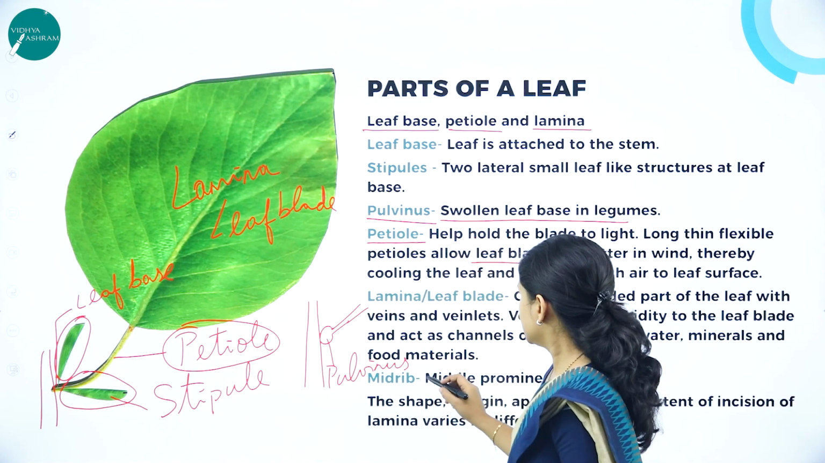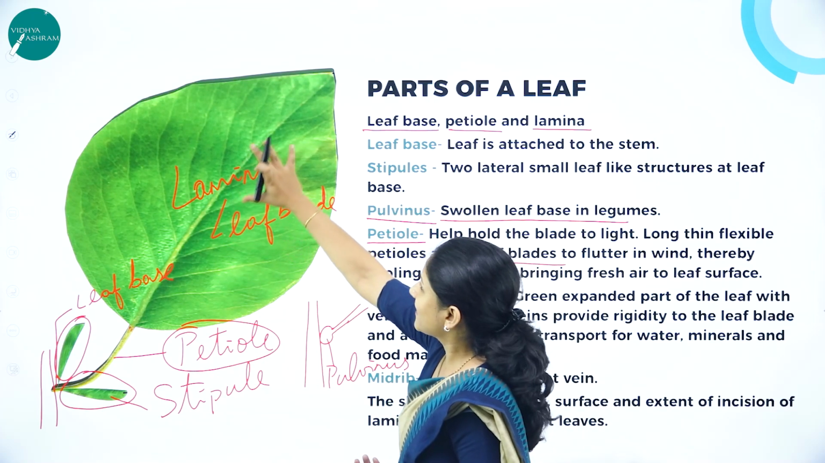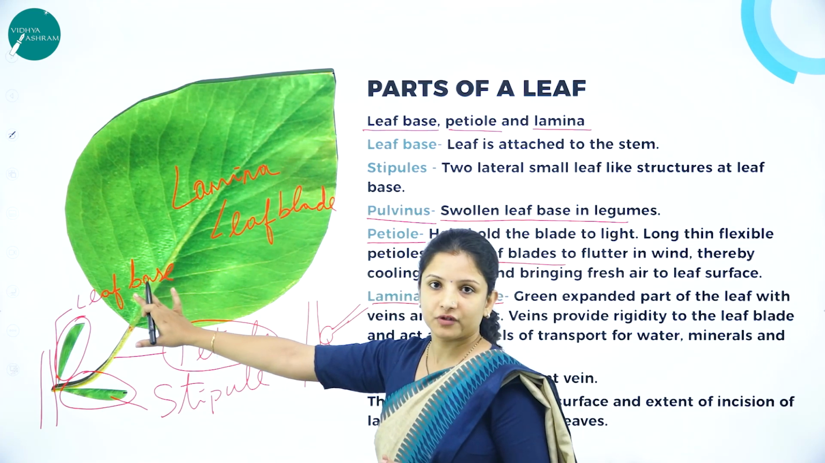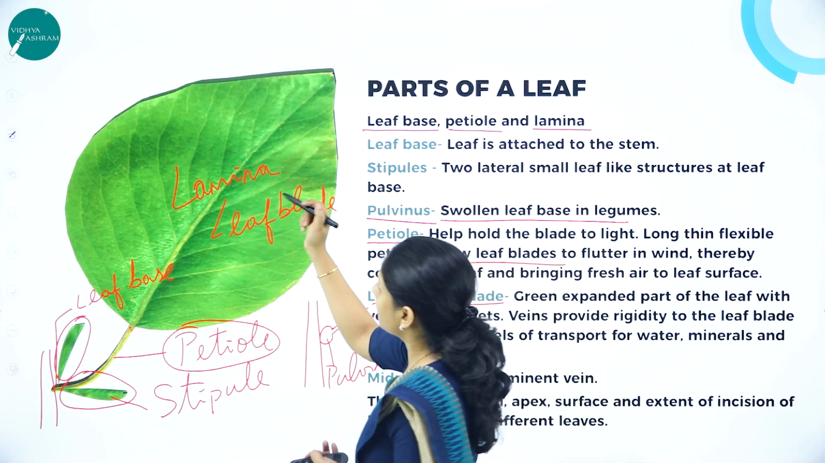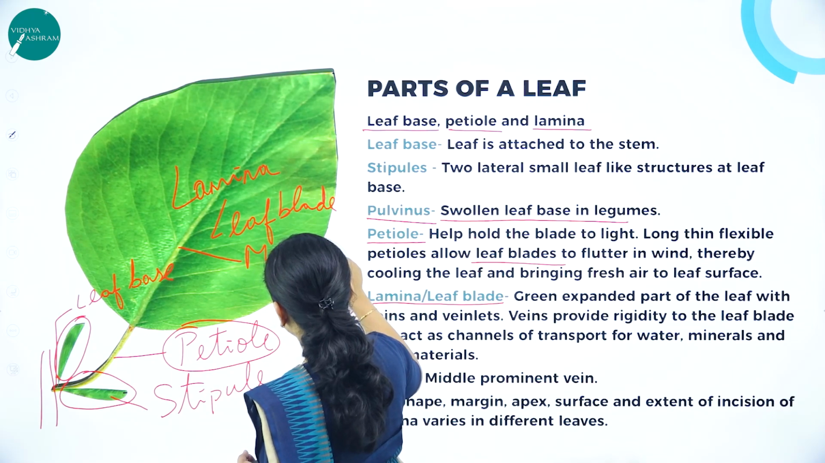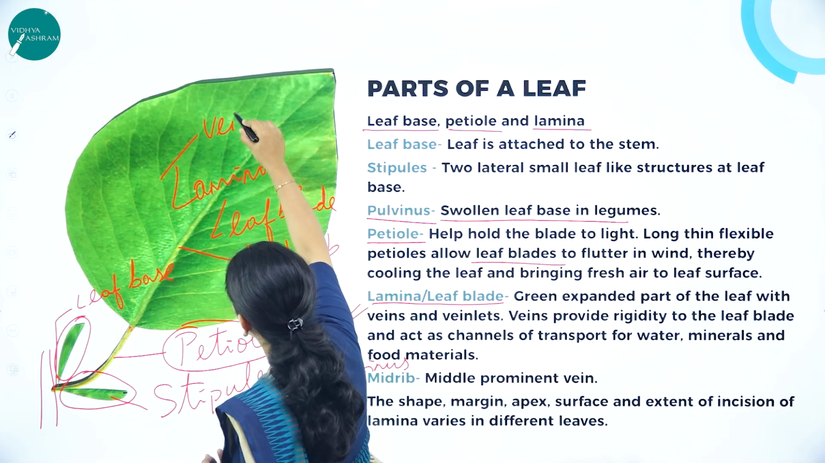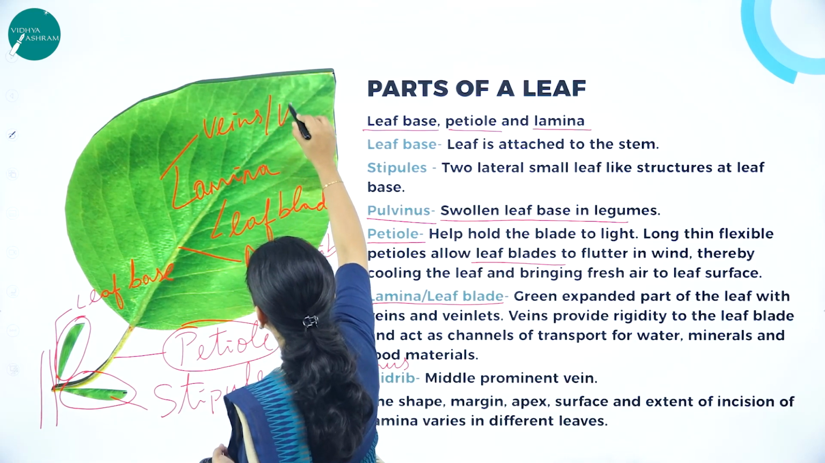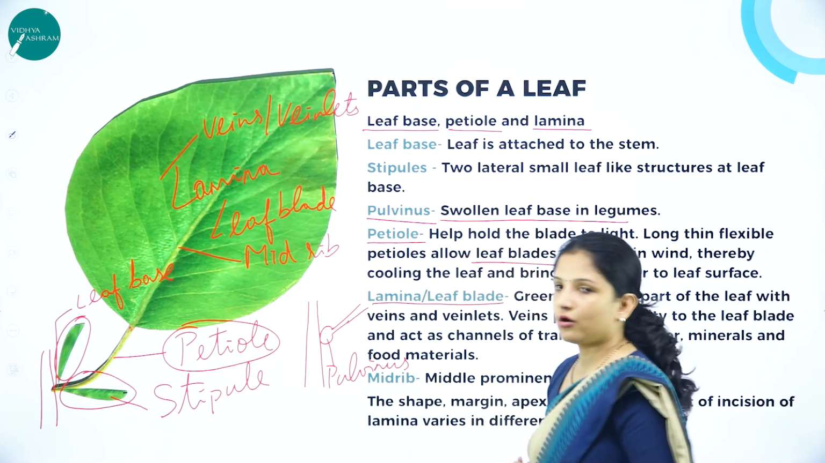Next is the lamina, or the leaf blade. The entire expanded green part of the leaf is called the lamina or the leaf blade, and in this lamina we can find the veination, that is the midrib, which is the most prominent vein, and from the midrib a lot of veins and veinlets will develop. So that is about the lamina or the leaf blade.